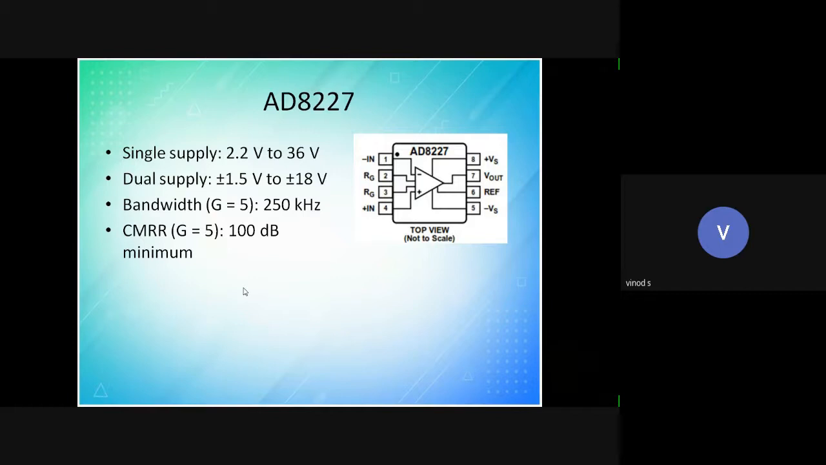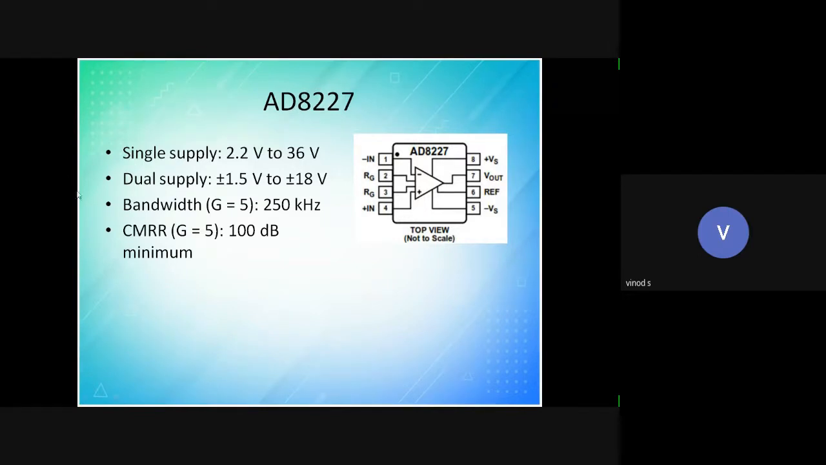But if I am using it for aerospace, weight is the main concern, so providing the power supply is a little bit tedious. So I will go only for rail to rail operation. So it's a single supply. You can use input ranging from 2.2 to 36 volts. Any value between this you can provide. A dual supply will be generated internally.